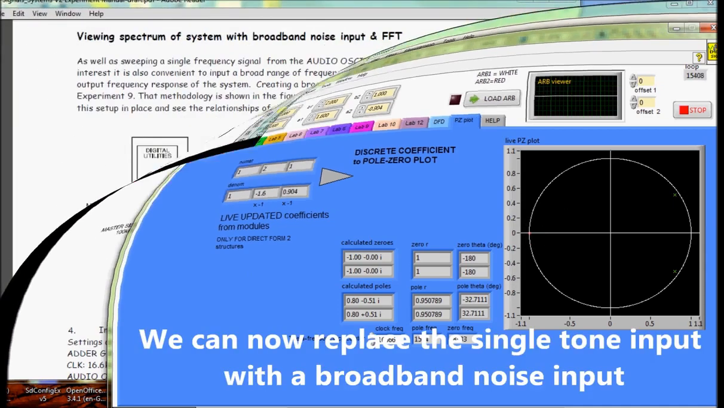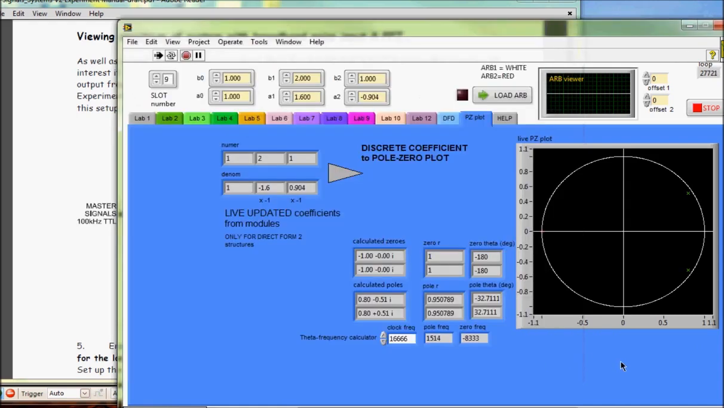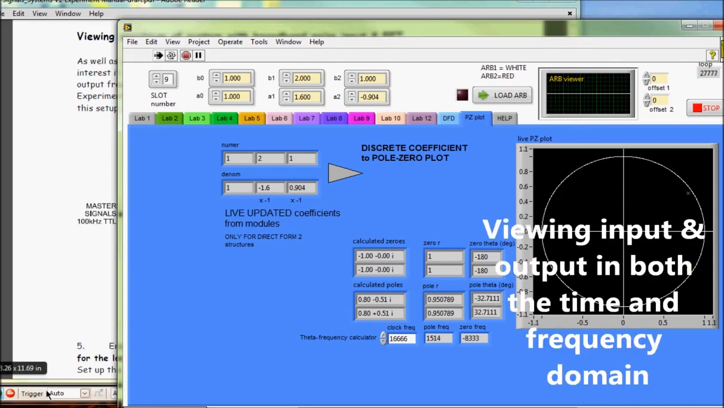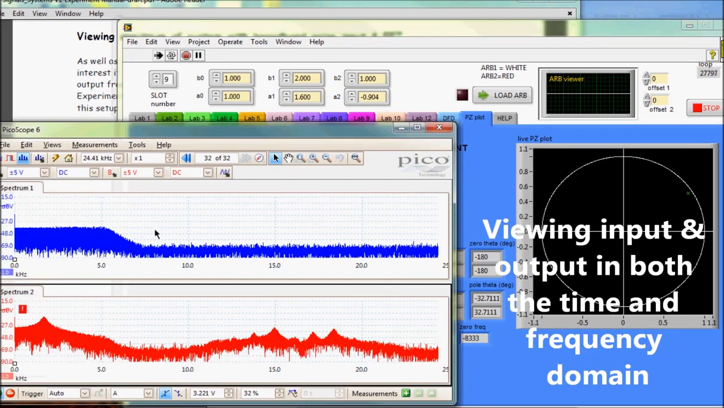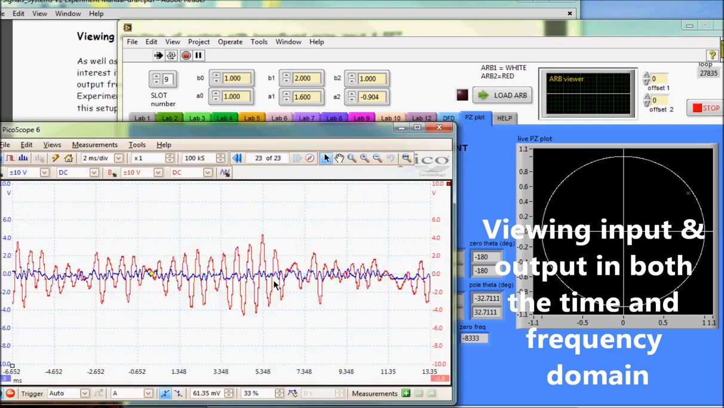Changing the patching of the modules, we can now use a broadband input signal rather than a single tone. Once again, we view the input and output, this time using the spectral capabilities of the scope. Here is the input and output in the time domain, back again in the frequency domain, a flat input and a peaky output.